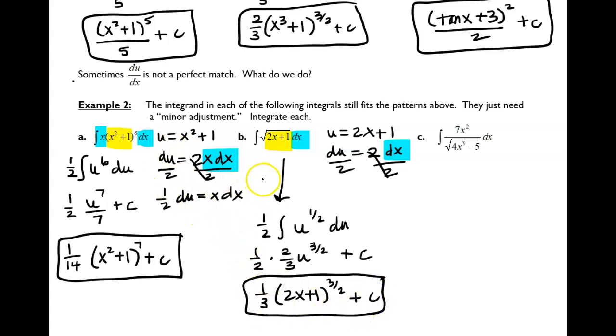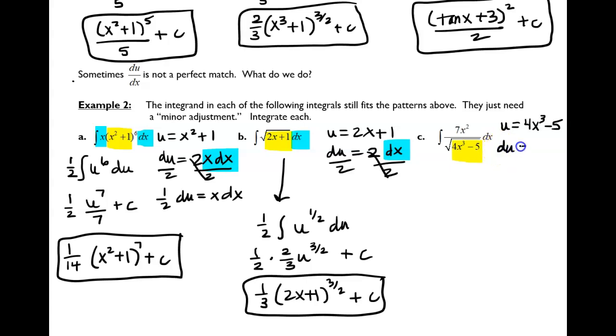All right, in part C, same idea. It might be a little bit harder when we have more terms to decide which function is my u and which one isn't. Notice the radical here, so a lot of times our u will be under a radical. Also, since we have to take the derivative, a lot of times our u will have a higher degree. So I'm going to say that my u is this 4x cubed minus 5. U equals 4x cubed minus 5.